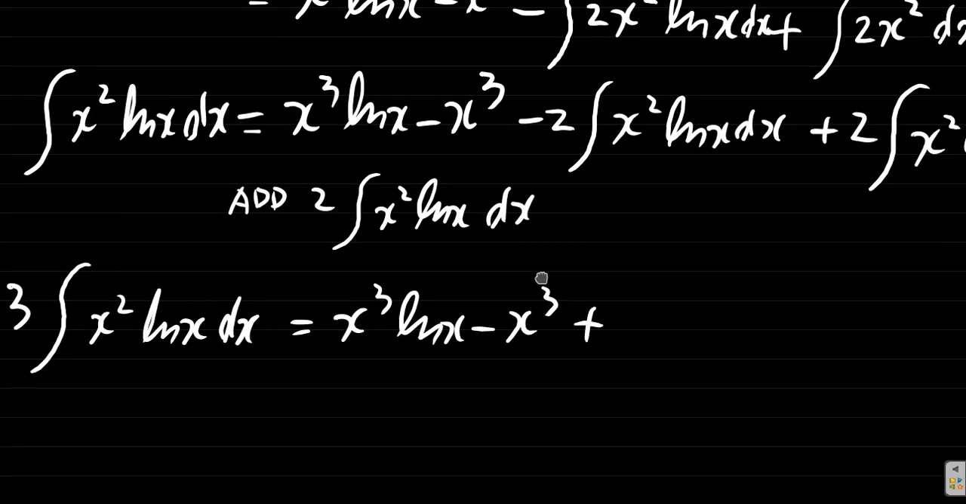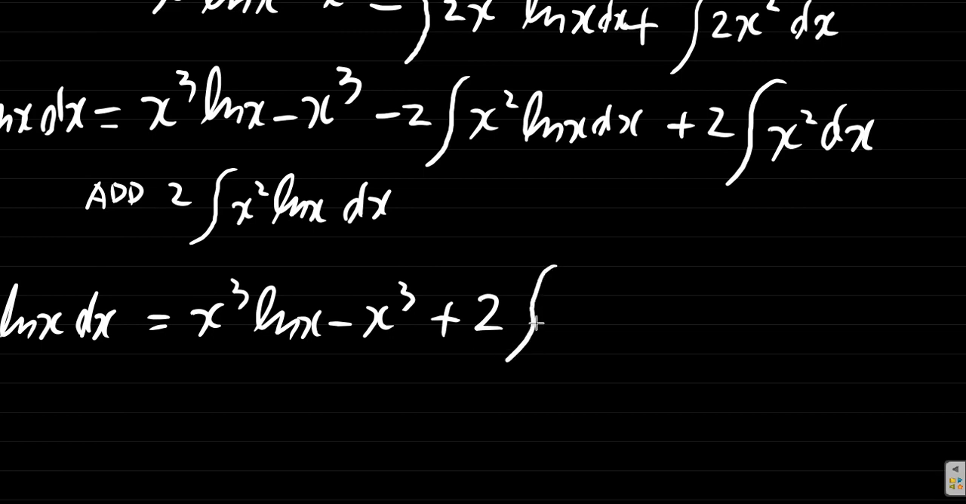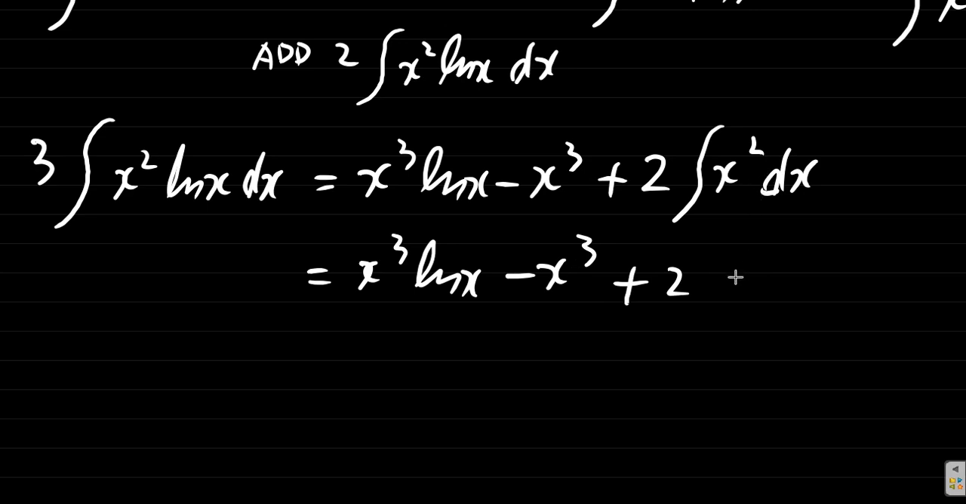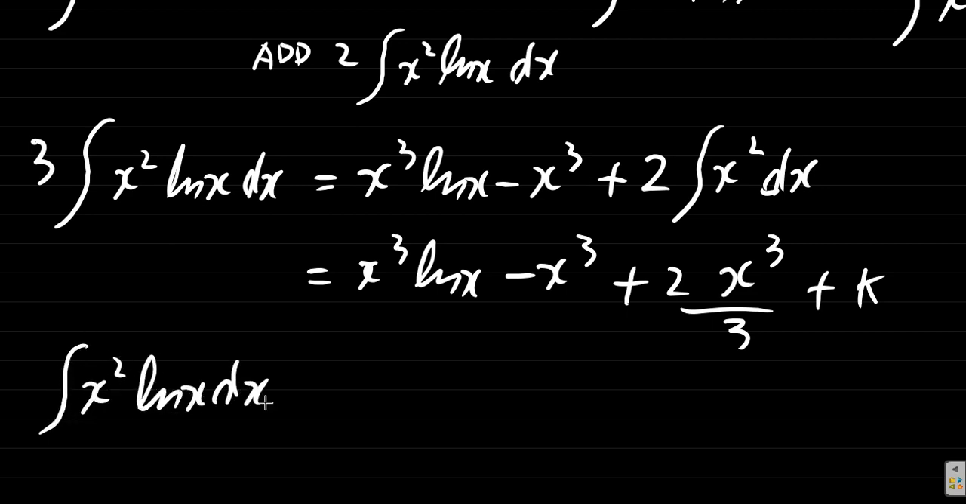Plus now, we have 2 integral of x squared dx. Alright? So this is equal to x cubed ln x minus x cubed plus 2 times the integral of x squared, which is going to be x cubed over 3 plus c, right? Then we divide everything. Alright, let's use a different letter for the constant. Let's call it plus k for now. Divide everything by 3. What we have is the integral of x squared ln x dx equals.